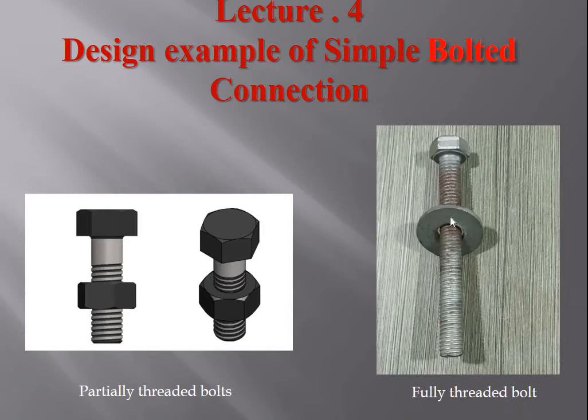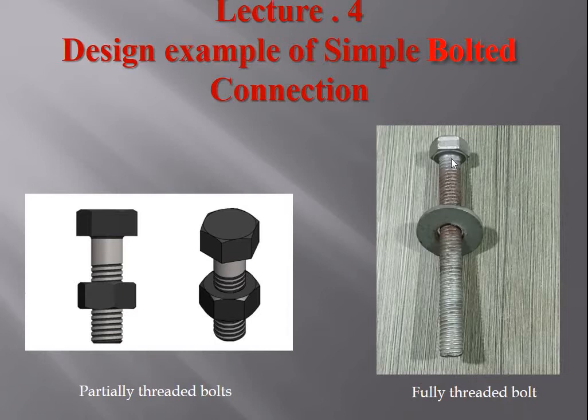This is a practical example of a bolt. Practically, a bolt is like this. This is the length of the bolt, this is the hexagonal head, and this is the washer. You observe that the whole length is completely threaded. That's why we have put NS, the number of shanks in the failure plane, as 0. This is the reason why the bolt is like this.